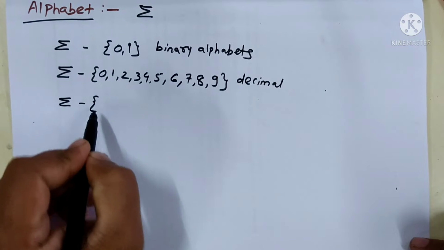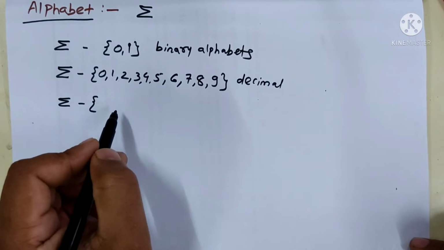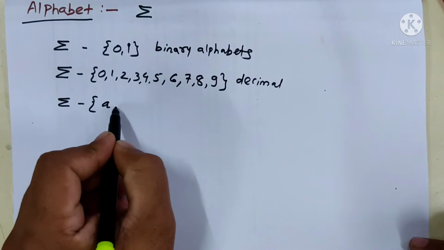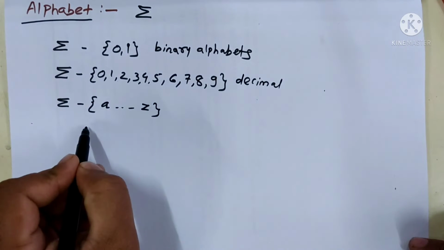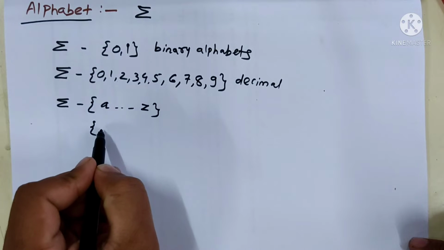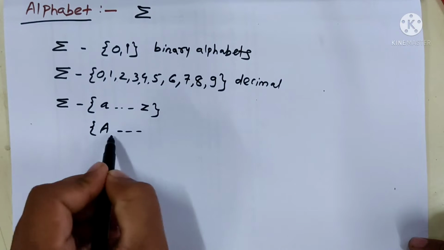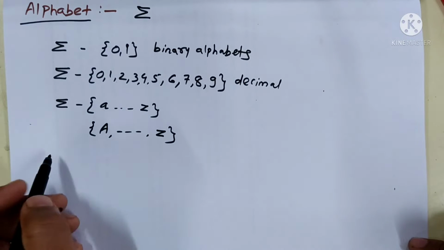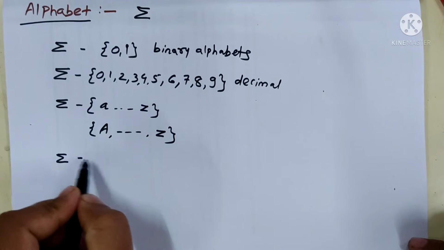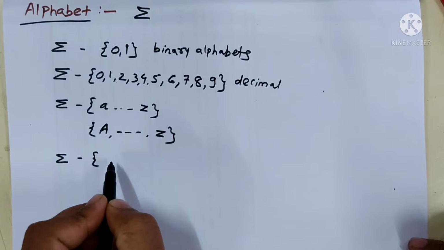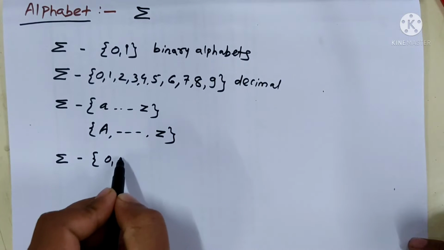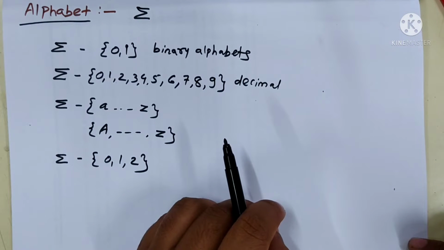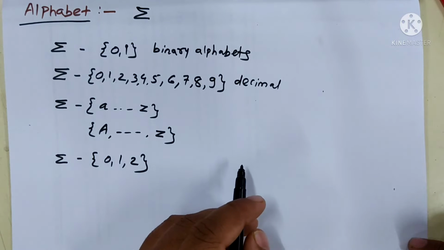And suppose we use capital letters or small letters as an alphabet. So we write like that, z is a small letter alphabet, or capital Z. Similarly, we can have a ternary alphabet 0, 1, 2. So these are the alphabets used in finite automata.